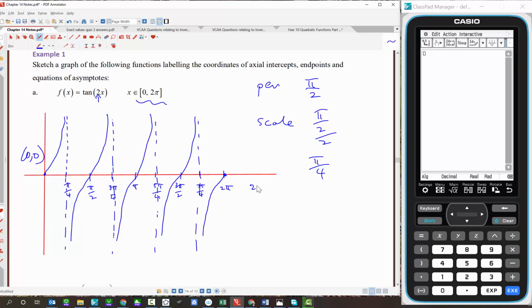Endpoints: 0, 0 and 2 pi, 0. Our asymptotes: x is equal to 7 pi on 4, x is equal to 5 pi on 4, x is equal to 3 pi on 4, x is equal to pi on 4. Intercepts: pi on 2, comma 0, pi, comma 0, 3 pi on 2, comma 0, and the endpoints already labelled. All right, so yeah, not an easy one to sketch, tan. You do need to get used to it and how it behaves, but once you have a bit of practice with tan, its behavior is actually quite predictable.